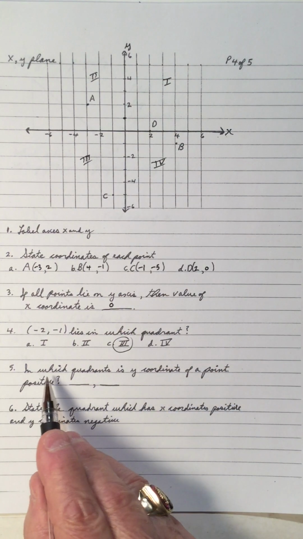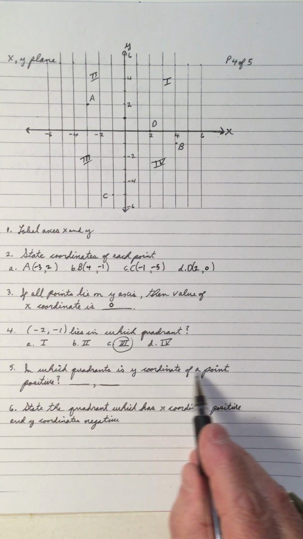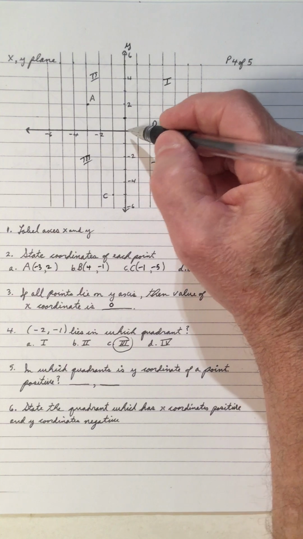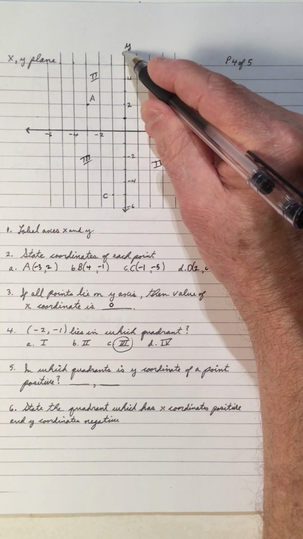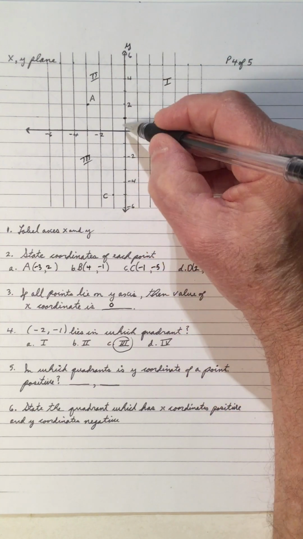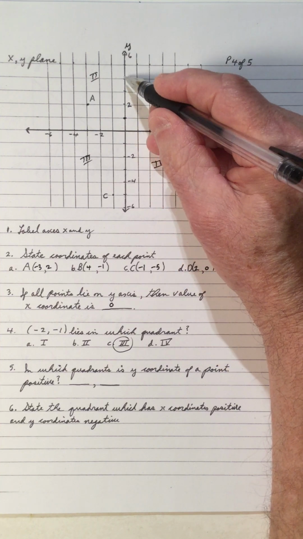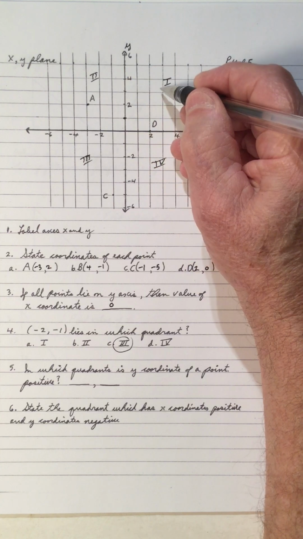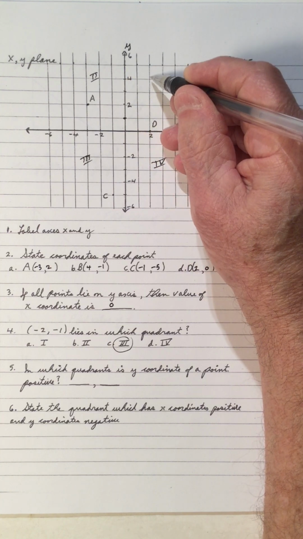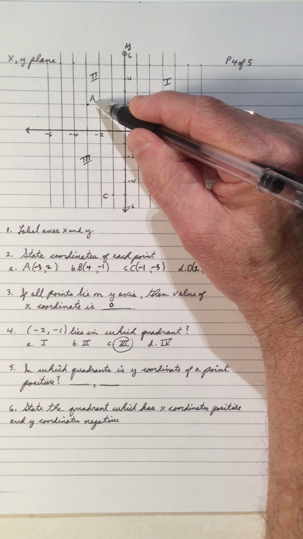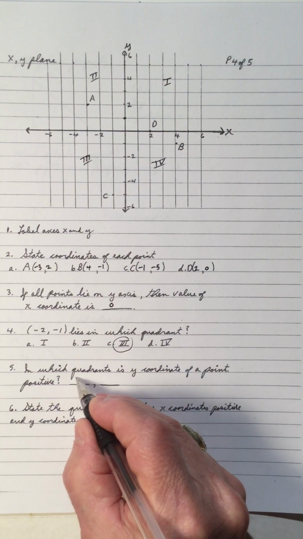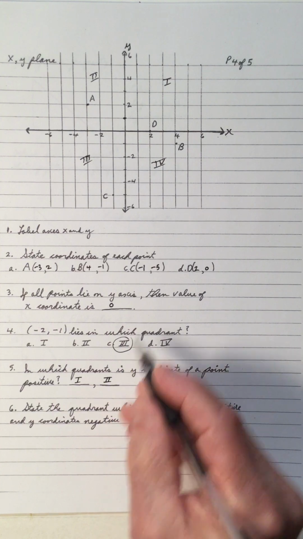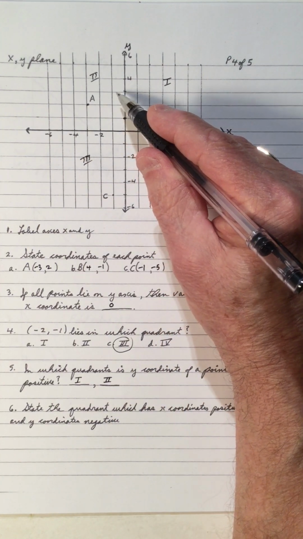Number 5. In which quadrants is the y-coordinate of the point positive? The y is positive up here and negative down here. So in which quadrants is the y-coordinate of the point positive? So the y is positive here. So in quadrant 1, all the y values are positive. In quadrant 2, all the y values are positive. So it's quadrant 1 and quadrant 2. The y values of those points are positive.